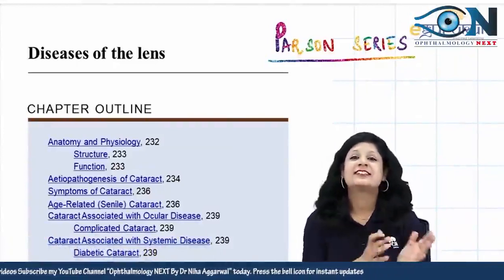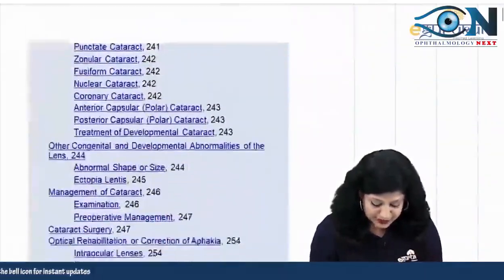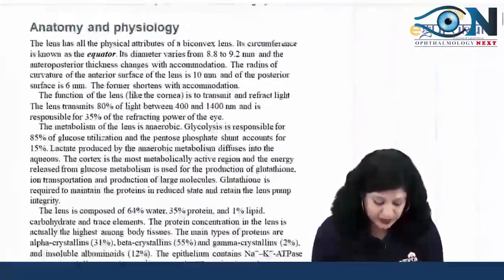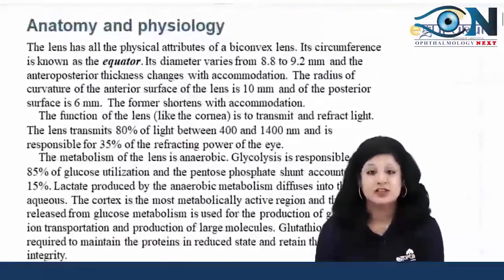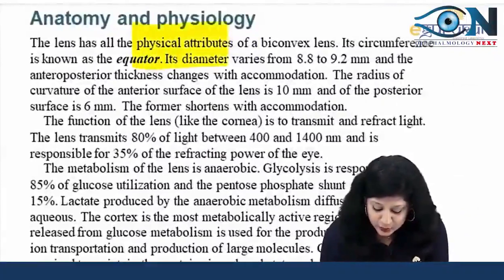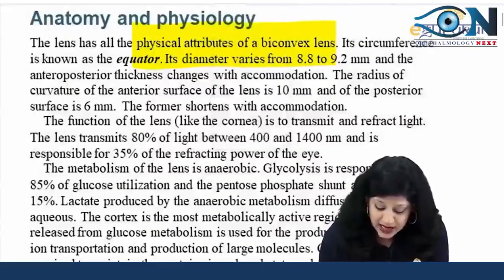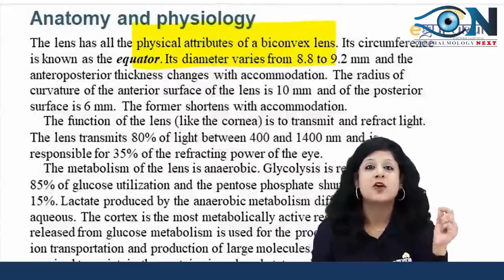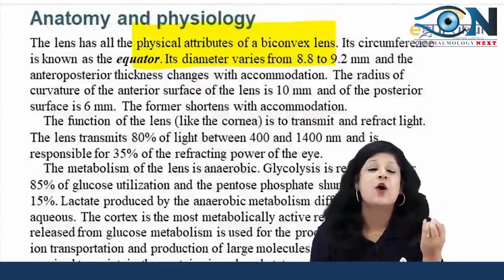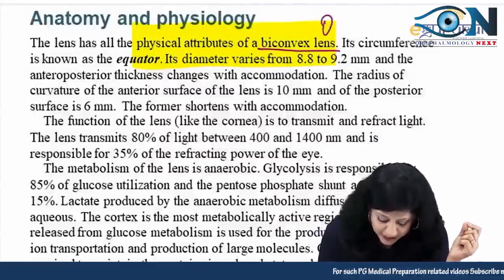So let's get started with the lens, the most important topic. In the lens, they are first starting with the anatomy and the physiology. Let's start with the anatomy and physiology. The lens has all the physical attributes of a biconvex lens. So you know that our human lens is biconvex. If you go by optical properties, it has all the properties of a biconvex lens.